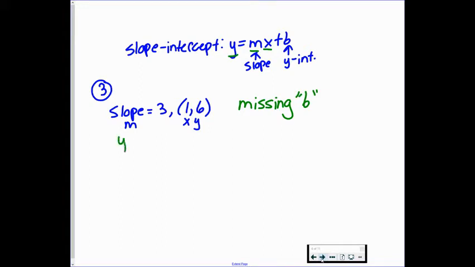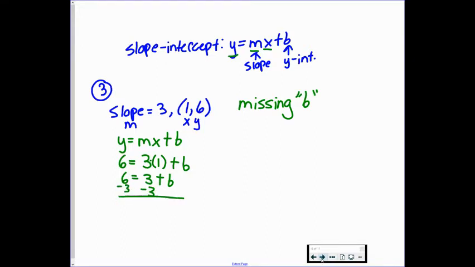So let's go plug it in. y equals mx plus b. I know y is 6. I know m is 3, because they told us the slope. And we know x is 1. But I don't know b, so I'm just going to leave that the way it is. Now we're going to solve. 3 times 1 is 3. To get b by itself, I'm going to subtract 3 from both sides, so that 3 equals b.